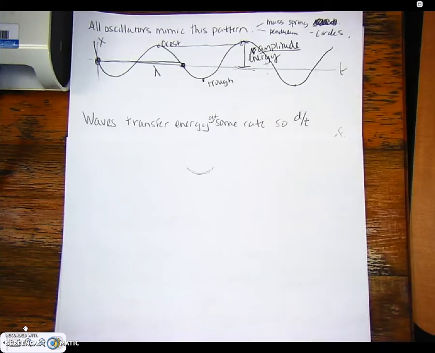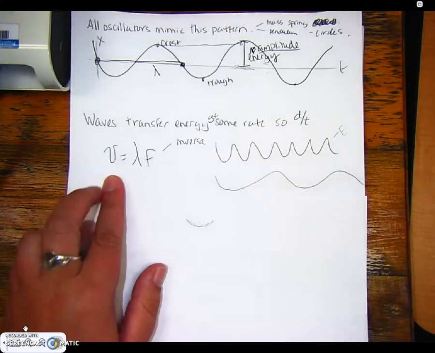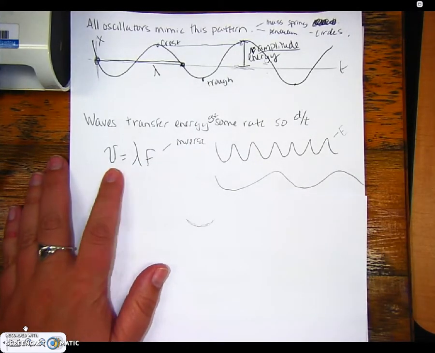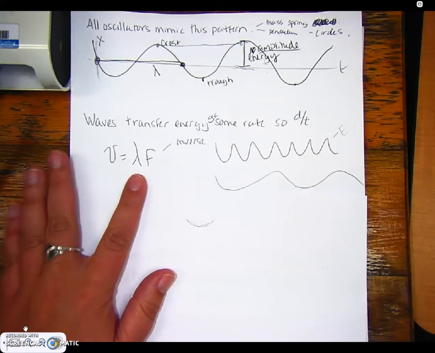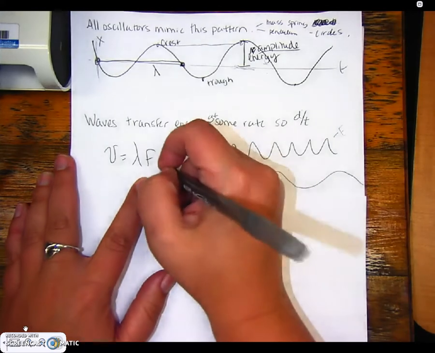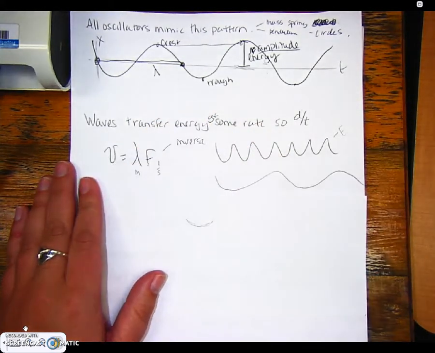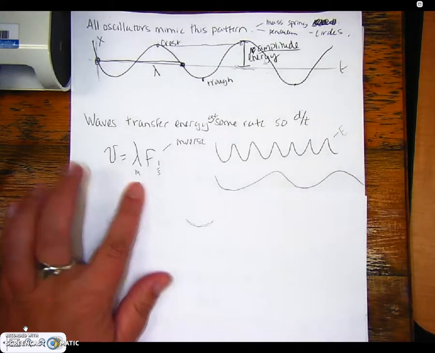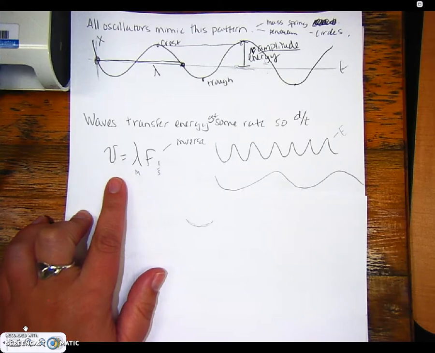All right, so for waves, they're going to transfer energy at some rate, so that energy is going to move some distance over time, and that is called the wave velocity, or the wave propagation, right? So the velocity is in meters per second, and it is equal to the wavelength times frequency. Remember, frequency is 1 over seconds, and this wavelength measurement is actually a length, so if I take meters times frequency, I'm going to get meters per second, which is the velocity.